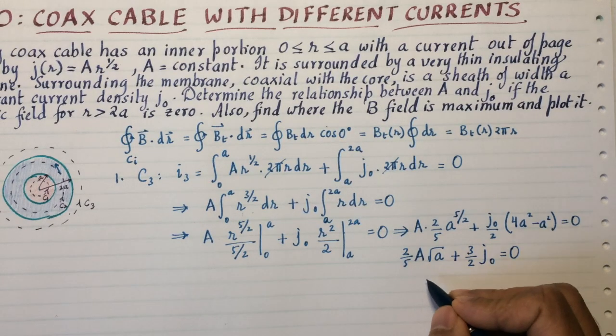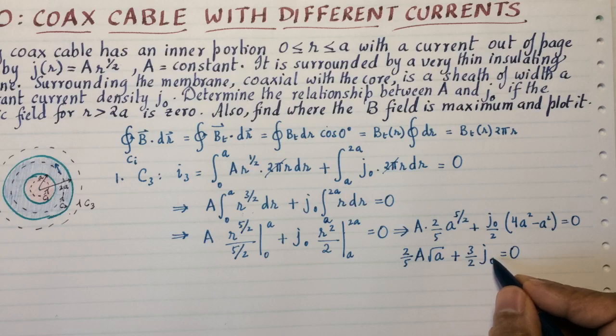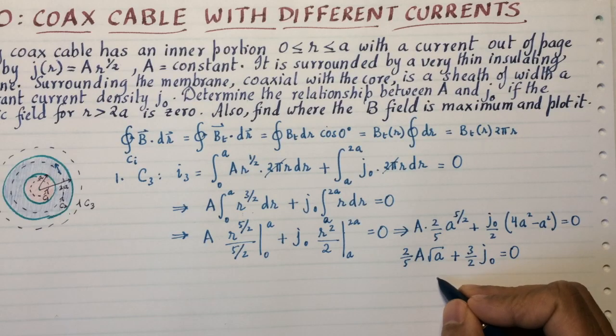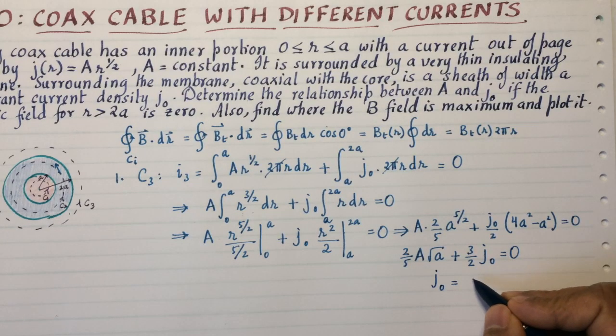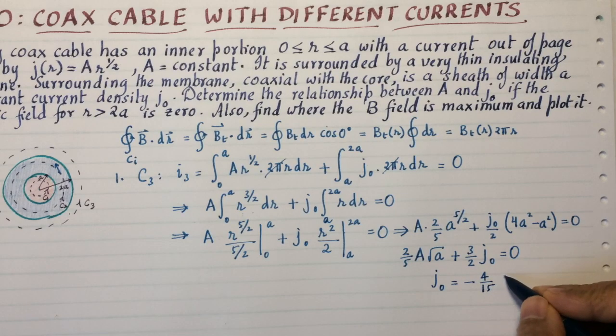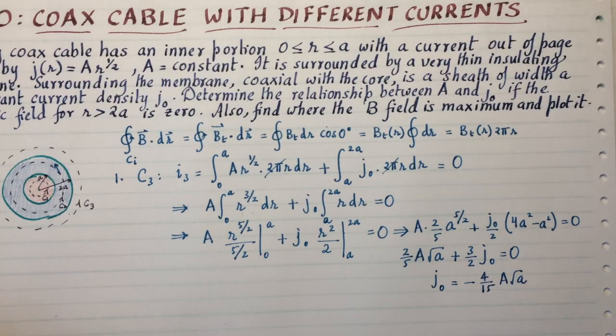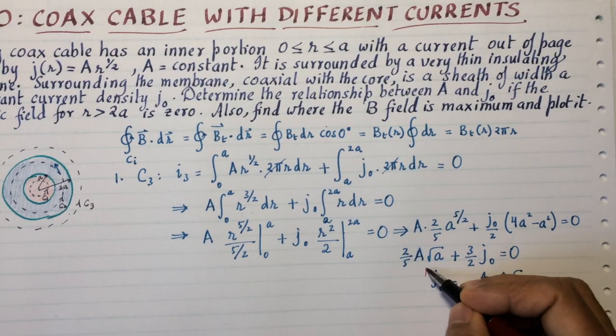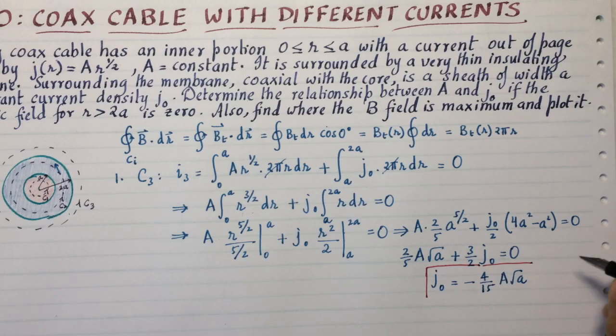You have to have J naught equal to negative 4/15 A root a. So that's the relationship between the two constants for zero magnetic field outside. Observe that if A is positive, then J naught is negative, as it has to be for the total current to be 0.